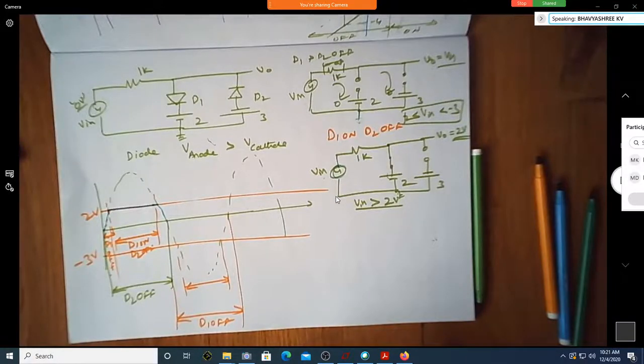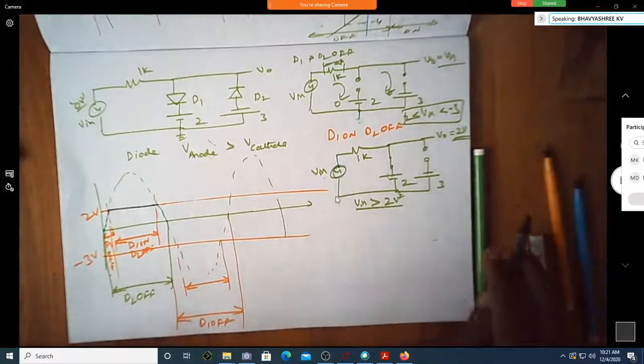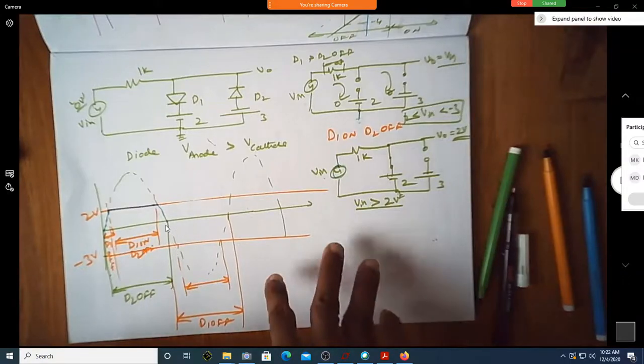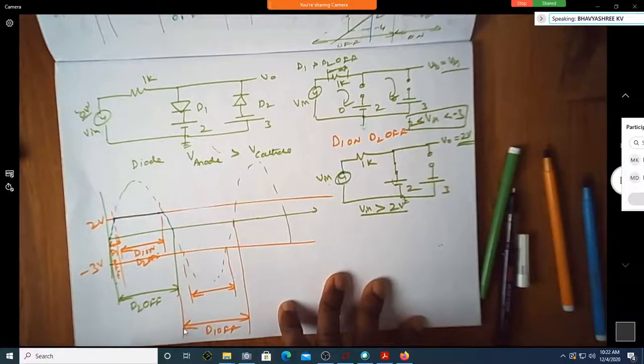It is less than 2 volt. See, during the negative half cycle, is D1 reverse biased? Yes, sir. So if it is reverse biased, then it is off. That's why you can see for the entire negative half cycle here, am I writing it as off?